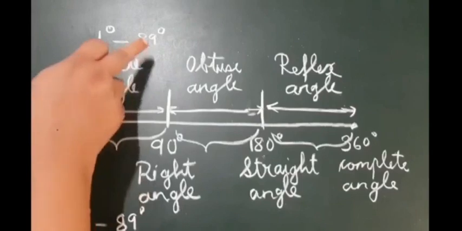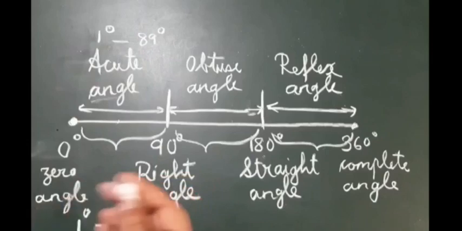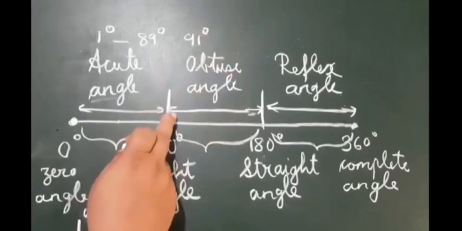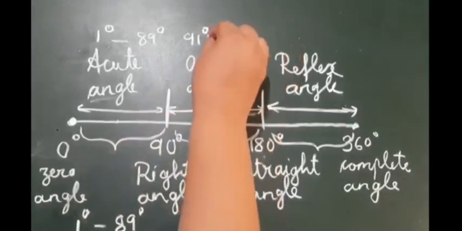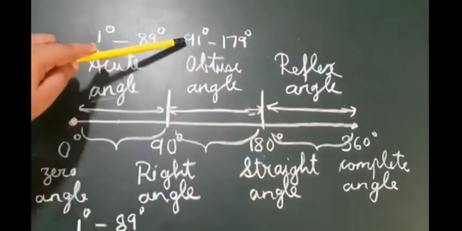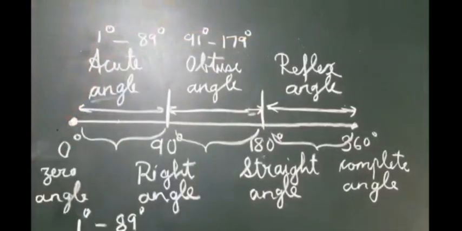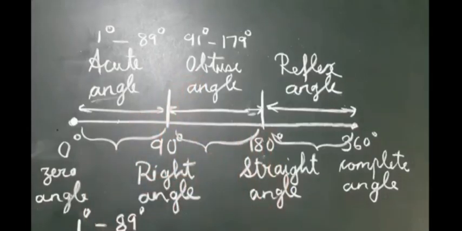Now you have reached 90 degrees, which means it will be a right angle. Further to that, we have 91 degrees, isn't it? So this will be 91 degrees to before 180, that is 179 degrees. The angles that measure 91 degrees to 179 degrees, whatever numbers come between these, they will all be called obtuse angles. So an obtuse angle is greater than 90 but less than 180 degrees.